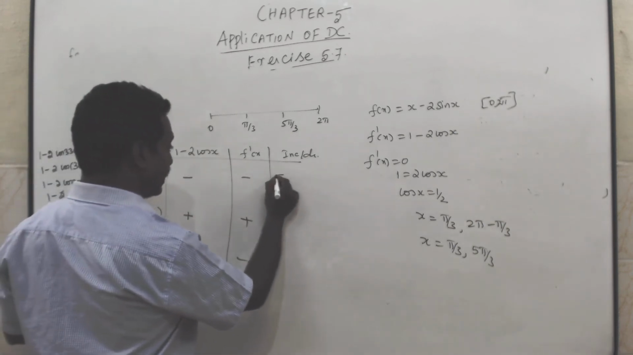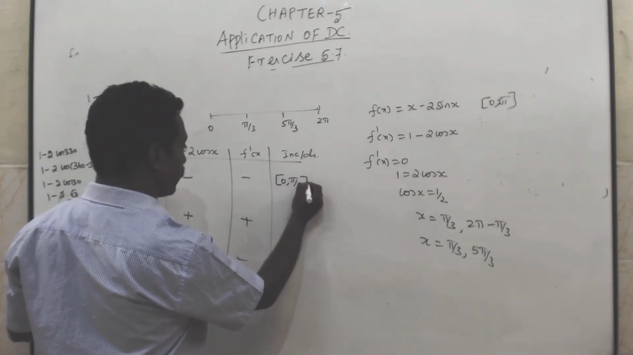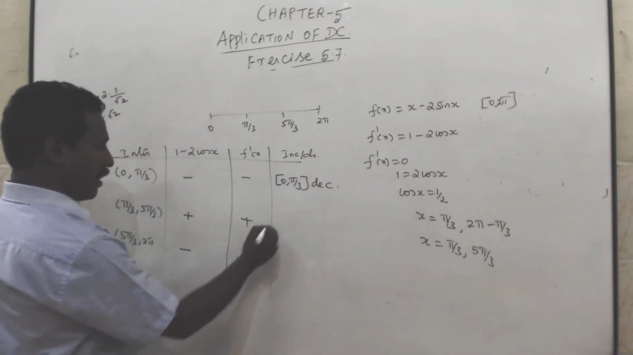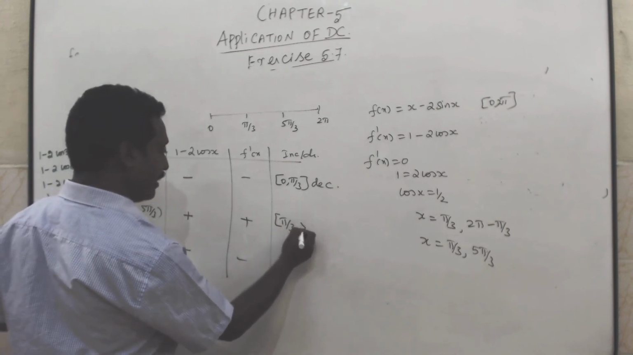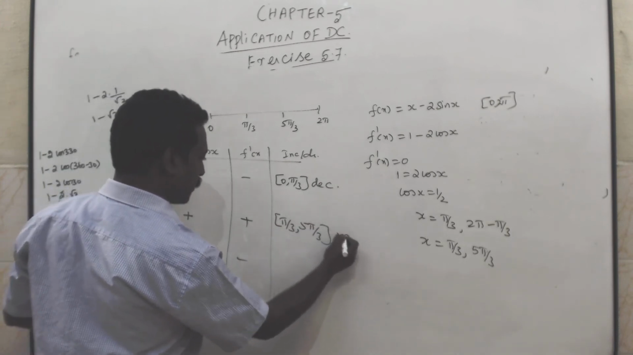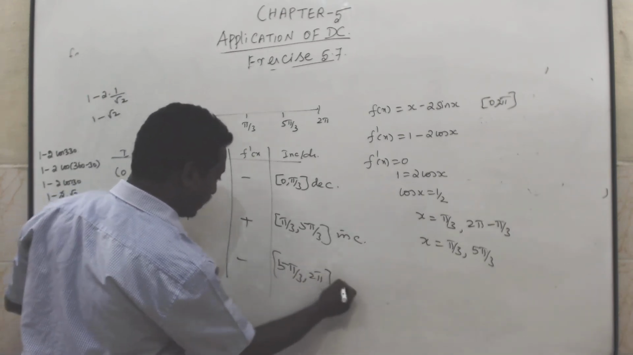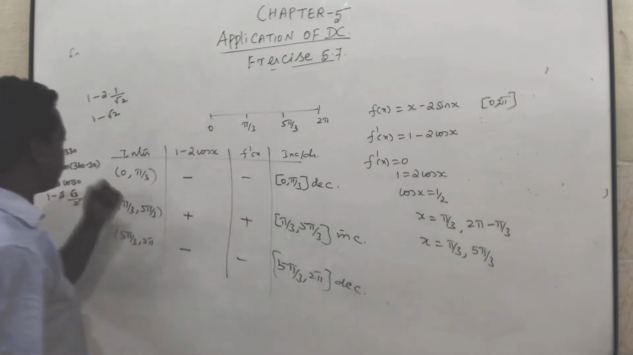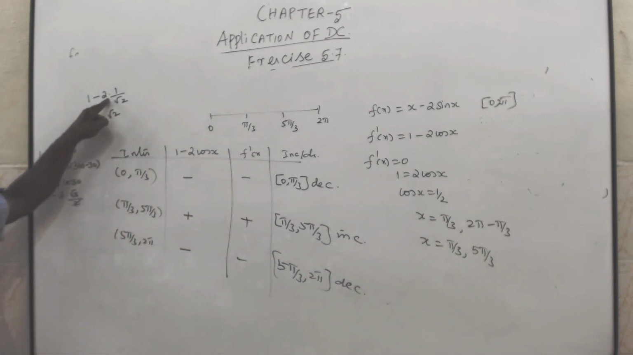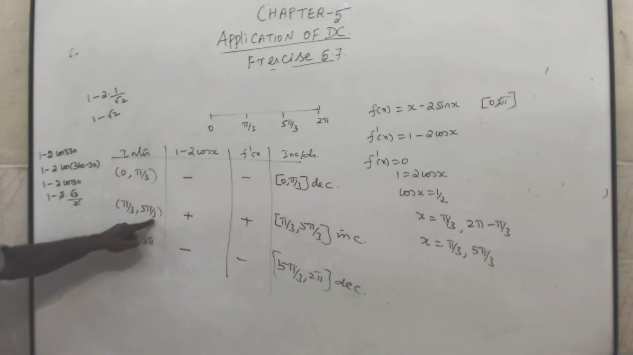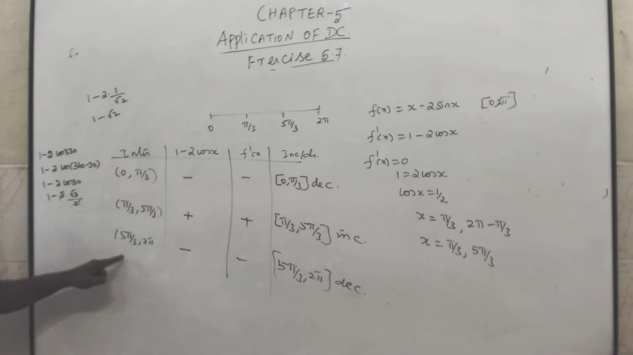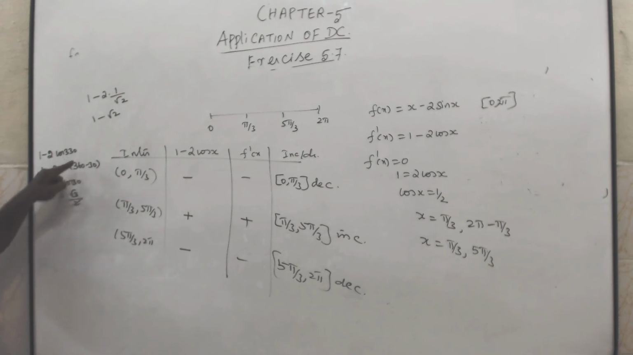Minus means this interval 0 comma pi by 3, closed interval, is decreasing. Pi by 3 to 5 pi by 3 is increasing. 5 pi by 3 to 2 pi is decreasing. Just consider the first 45 degrees and we will get this result. Between pi by 3 and 5 pi by 3, at pi by 2, it is positive. In between I will consider 330 degrees, 360 minus 30, that is cos 30, root 3 by 2, negative. Is it clear?